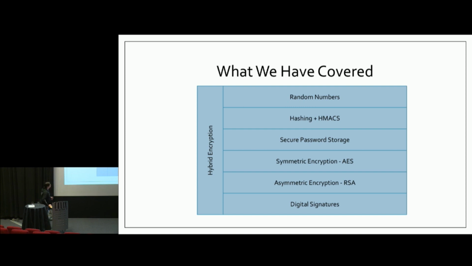Okay, so let's recap what we've done, because we've covered a lot of stuff very quickly there. So we started off by looking at random numbers, because they're absolutely pivotal to everything we want to do. You need good quality random numbers for symmetric encryption keys and for our hash message authentication codes. We've looked at various different hashing and HMAC algorithms, but the one we focused on was SHA-256 for the purpose of our example.